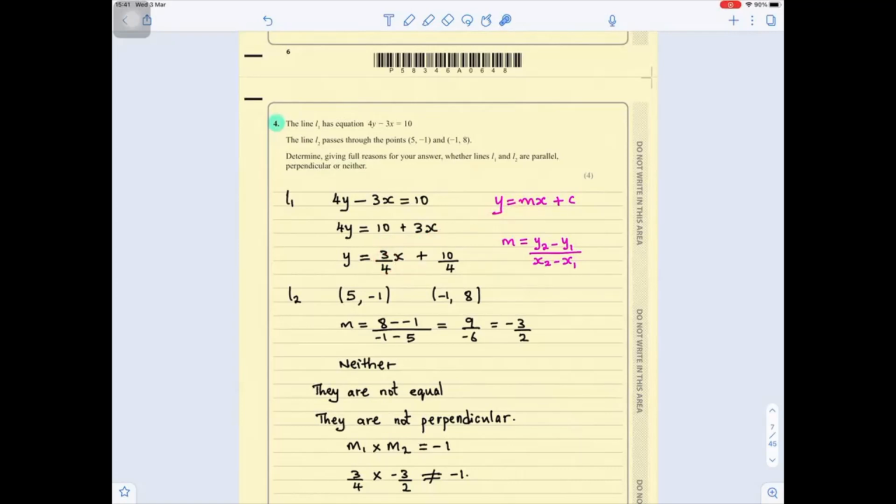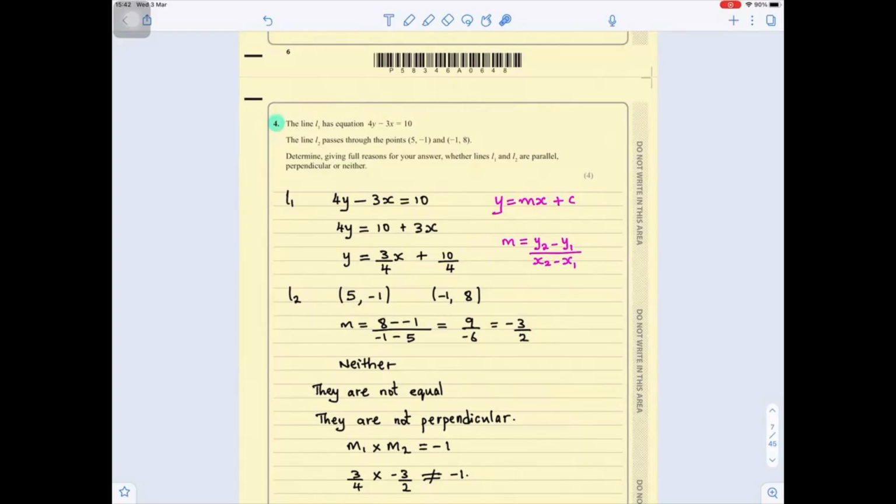To get the gradient for line L2, we use this formula. m equals y2 minus y1 over x2 minus x1. So y2 is 8, y1 is minus 1. x2 is minus 1, x1 is 5. So 8 minus minus 1 gives you 9. Minus 1 minus 5 is minus 6. And that will be simplified to minus 3 over 2.